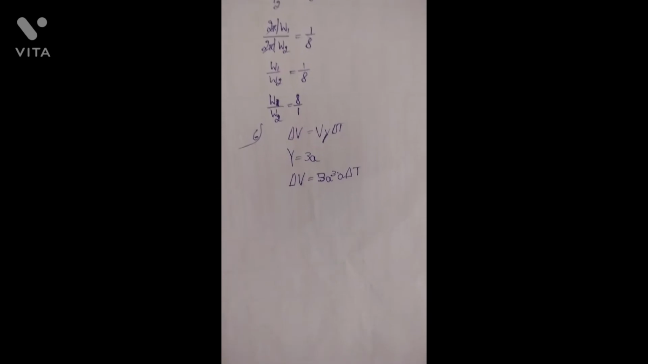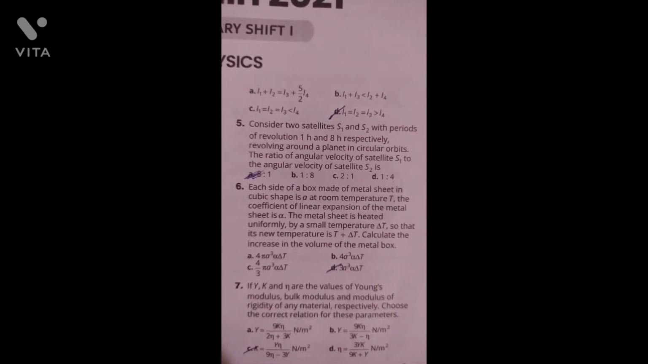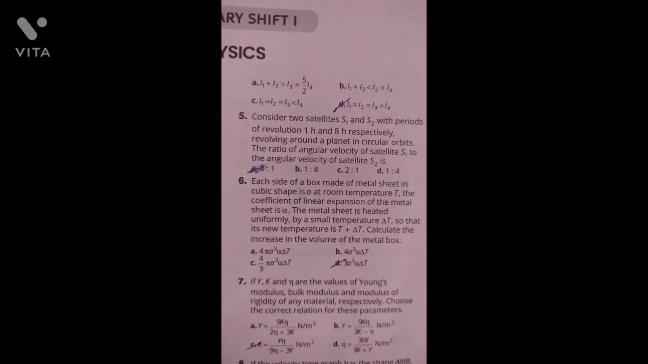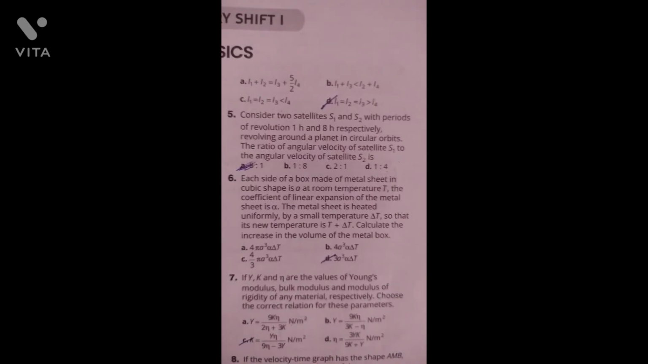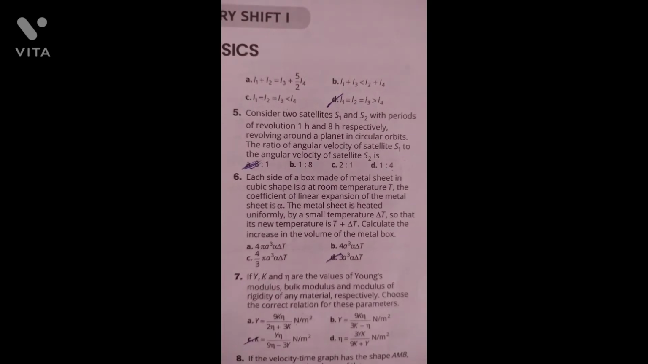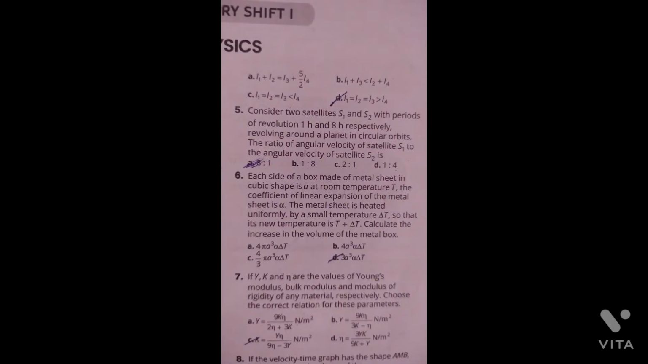Let us come to our question and see in which option we have this formula. The first option is not our formula. We got 3 a cube alpha delta T in option D. So D is the correct option for our question, 3 a cube alpha delta T.